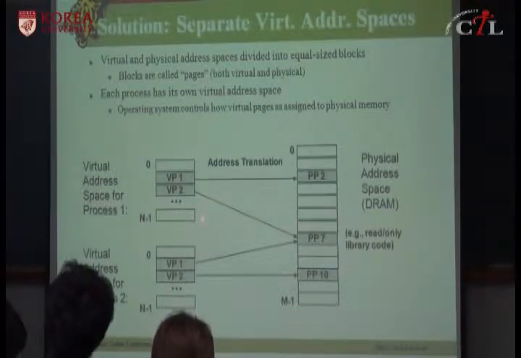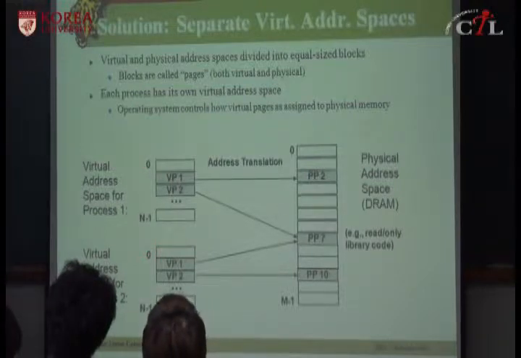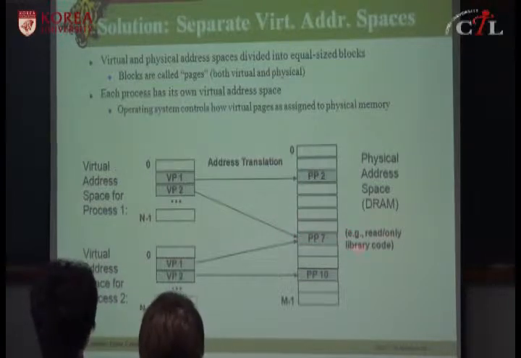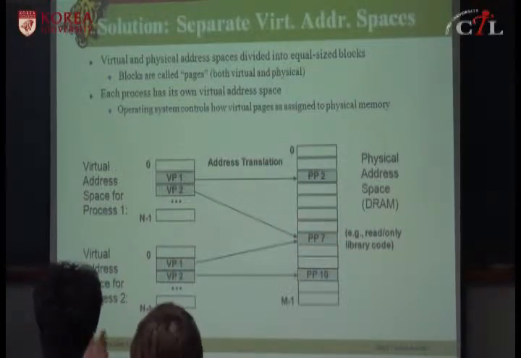So in this example, you have two virtual address spaces, which means two processes, and some virtual pages are mapped to physical page frames, and some of them are shared, and this might be read-only library code that can be shared. Okay.